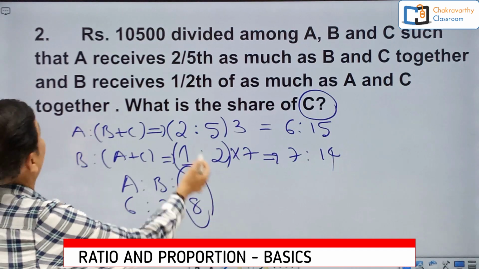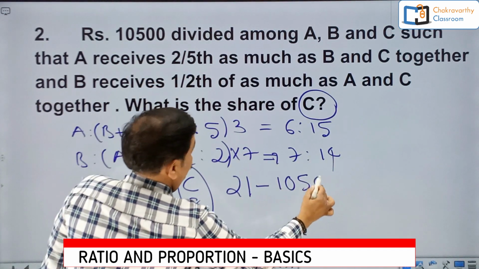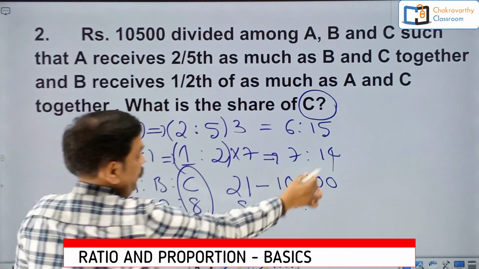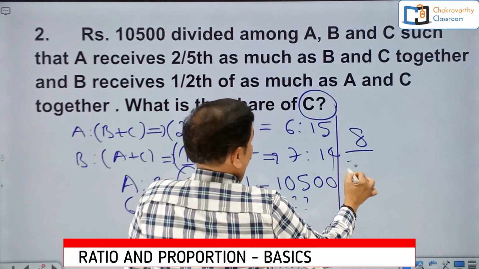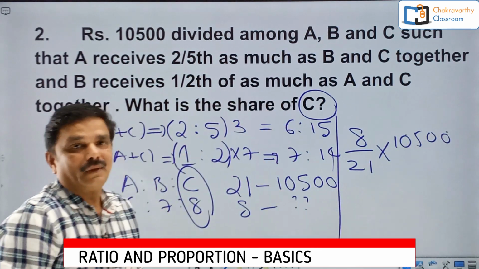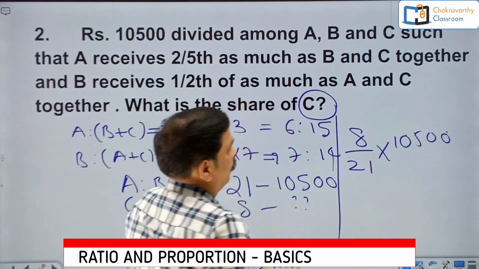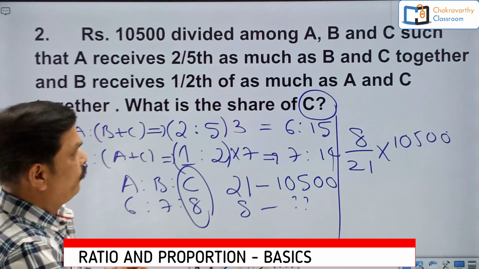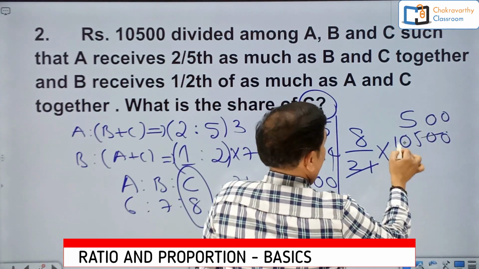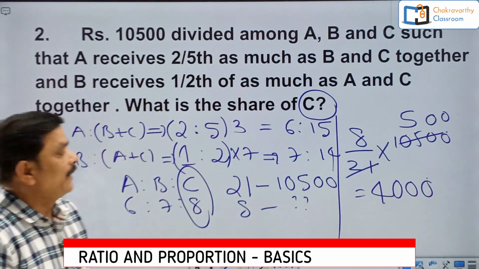Now total is 21. As I told you, 21 is equal to 10,500, and 8 is how much? Now it should be 8 by 21 into 10,500. That's all. Just you go for this one. Directly also you can do; how much would it be? 5s, right? 21 5 times 100. So my answer is 4,000, the right answer.